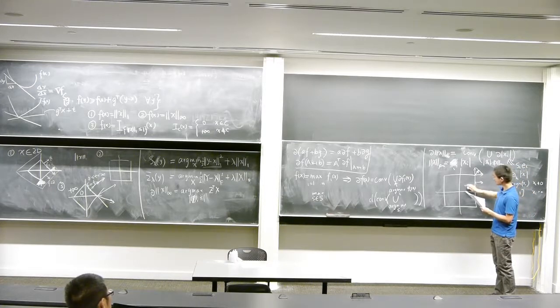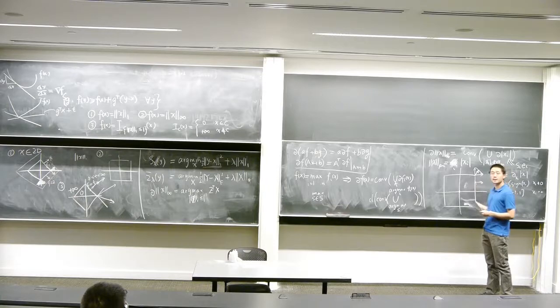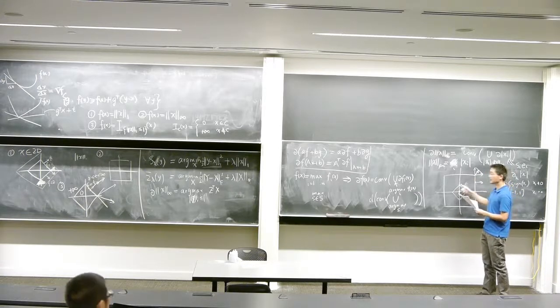And at point 0, both my coordinates reach their maximum, and their negatives also reach their maximum. So my gradient actually rests on this diamond.